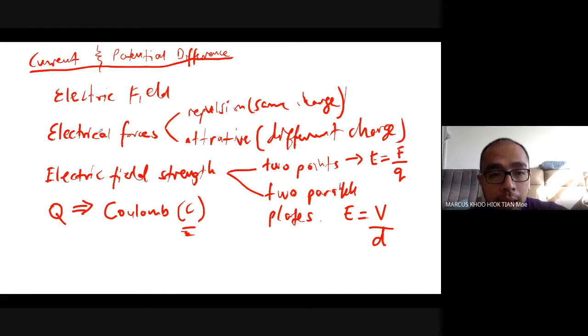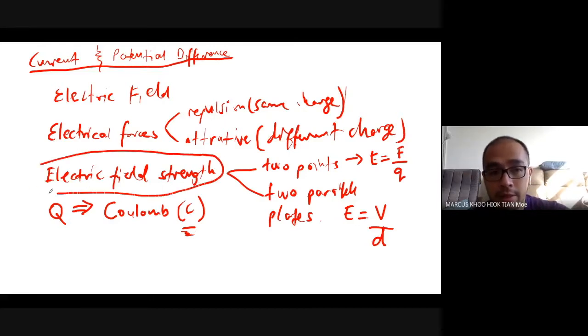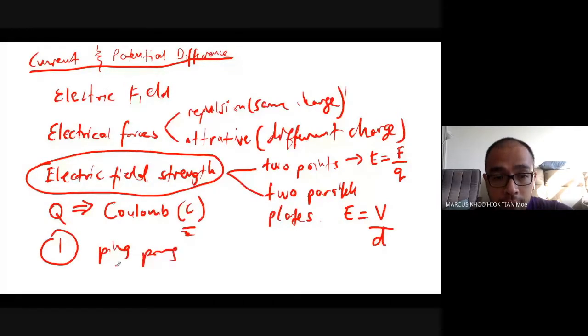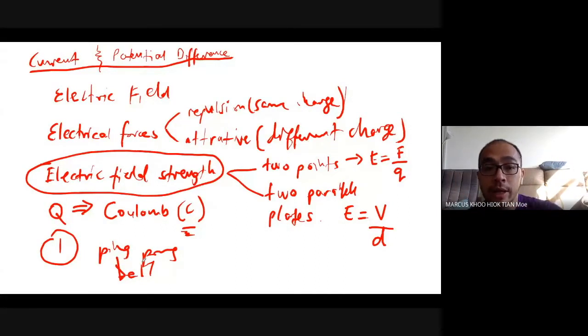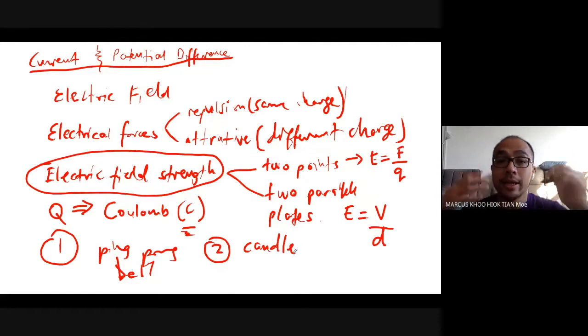After that, we ended by talking about what is so important about electric field strength. We looked at two situations. The first is the ping pong ball, where the electric field causes it to go back and forth, because the charges keep attracting one another. The second is the situation with the candle in the electric field.